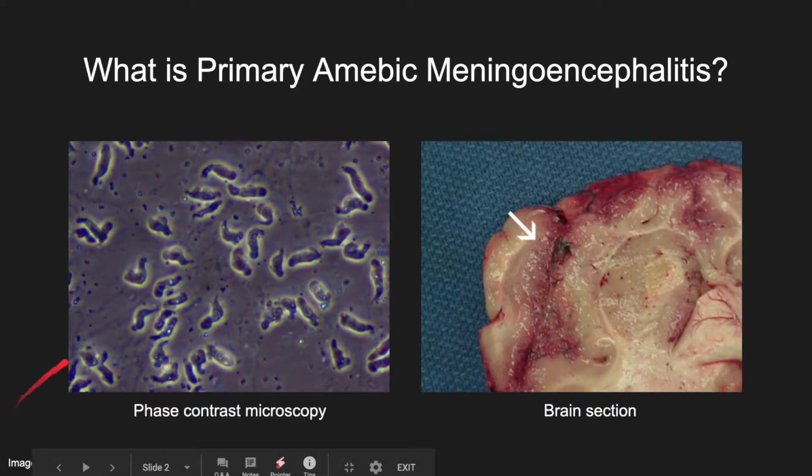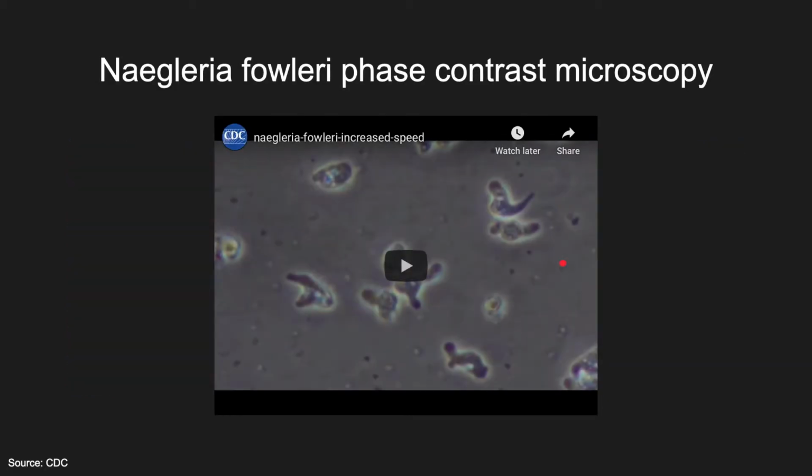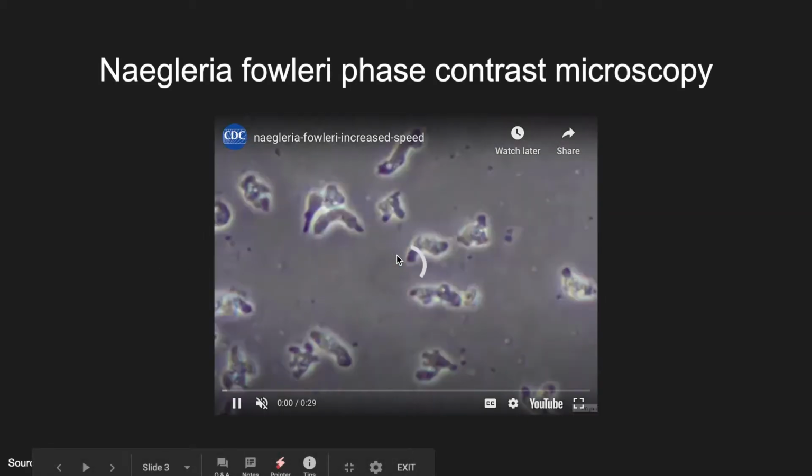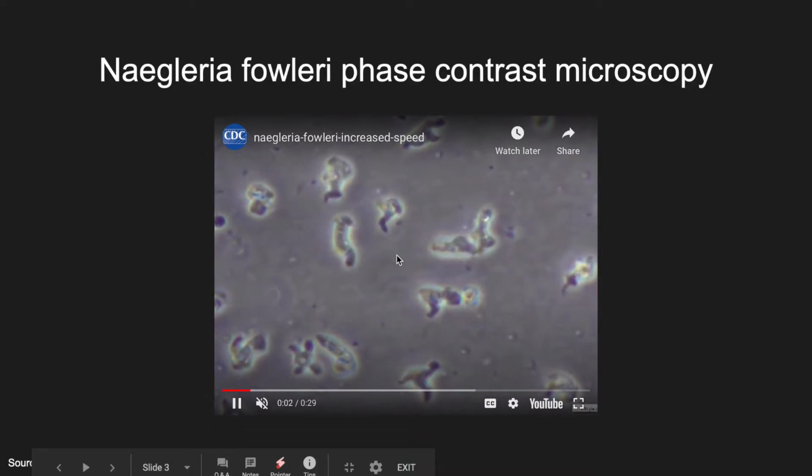On this image right here, you can see Naegleria fowleri in phase contrast microscopy. They just look like tiny little worms. And in this image right here, you can see it where it has infected a human brain. Looks kind of gross. This is a video that I included of them moving, so you can see them in the contrast microscopy.